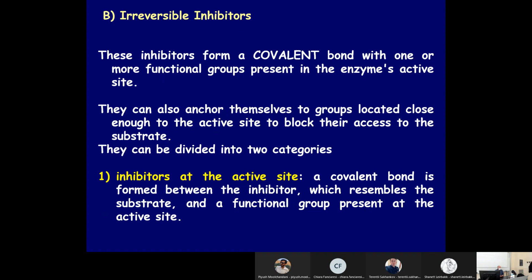The reversible inhibitors are divided into two groups. The first one are inhibitors at the active site. So we have the active site, and the substrate normally interacts with the active site. We can have a molecule able to occupy the active site of the enzyme, and in this way is able to block the activity of this particular enzyme, giving a covalent bond with the active site.